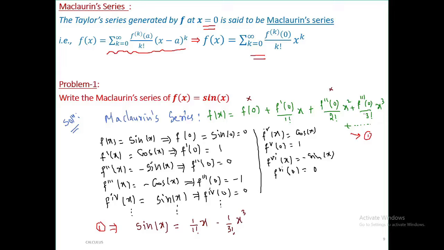The fourth derivative is 0, so the fourth term is 0. The fifth term will remain. The fifth derivative is 1, so 1 by 5 factorial into x power 5. Next one is minus 1 by 7 factorial, because the sixth term is 0 and the seventh term will remain, x power 7, and so on. So this is the Maclaurin series of sin x at x is equal to 0. No need to say x is 0, since it is a Maclaurin series, obviously it is x is equal to 0 only.